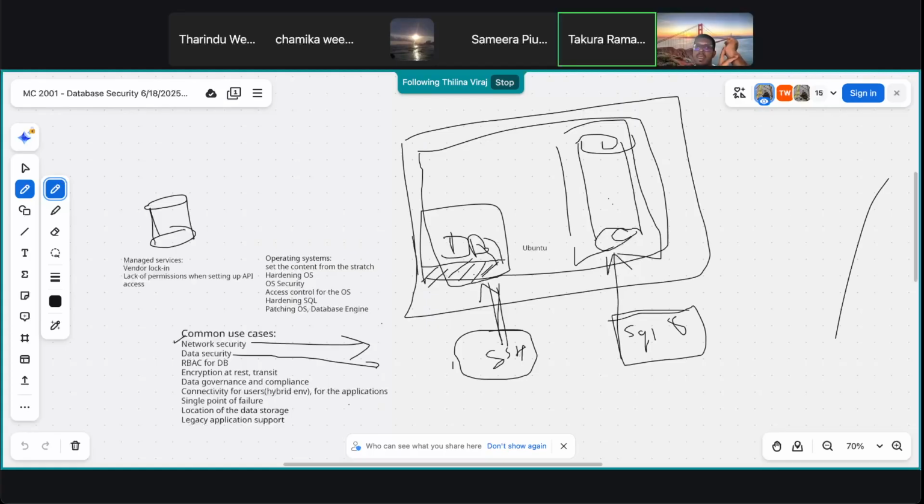Avoiding unauthorized access. That will be again a part of it. So how you maintain the data within the database would be the consideration at this point for the data security. That will be the definition for this point, right?